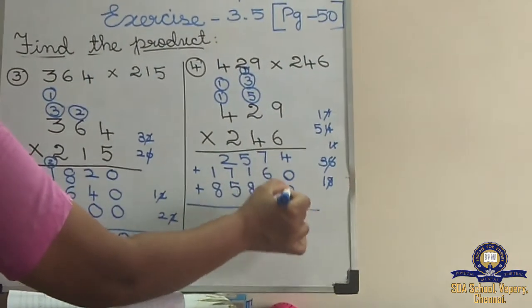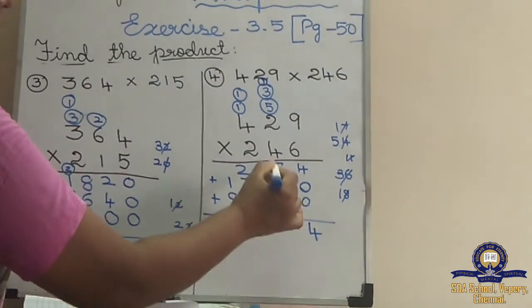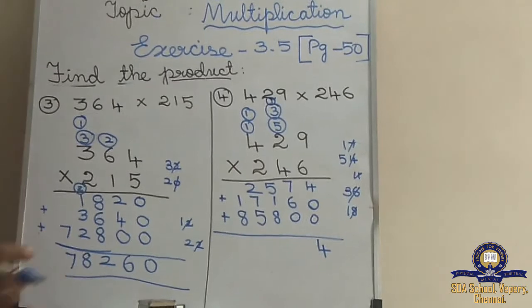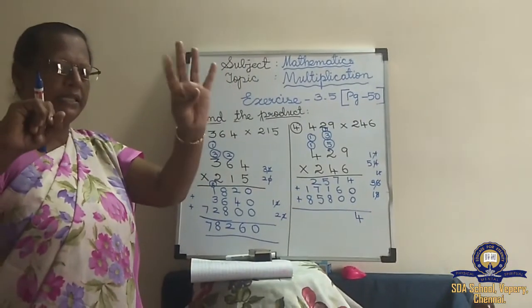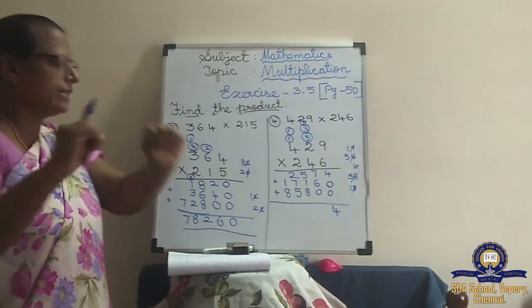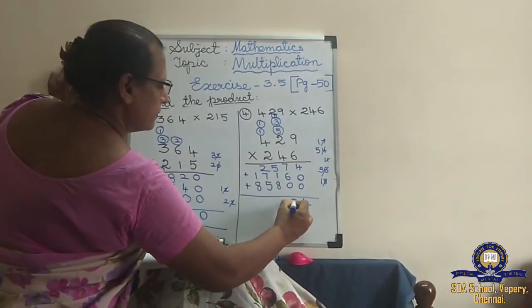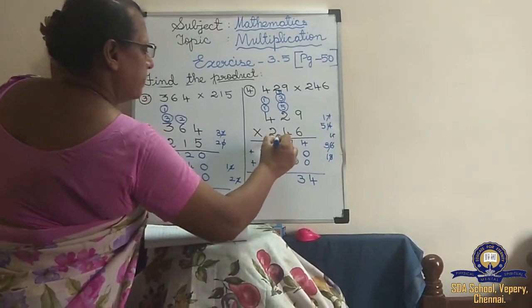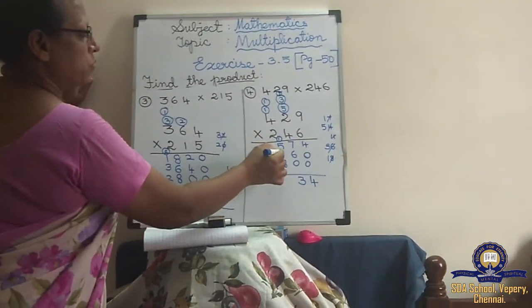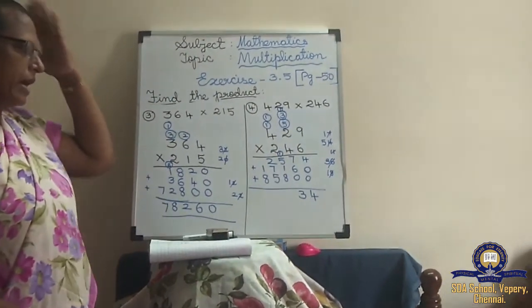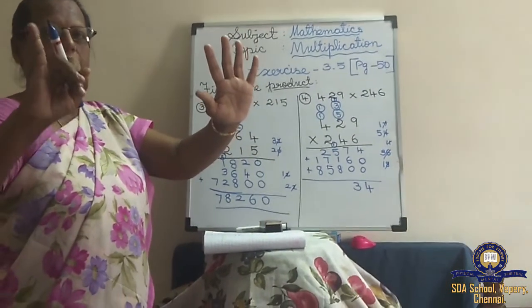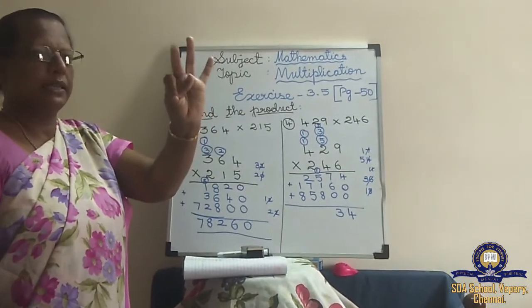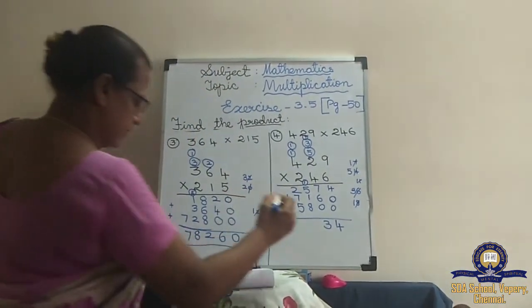4 plus 0 plus 0, 4. 7 plus 6, 7 in the mind, 6 in the finger. After 7, 8, 9, 10, 11, 12, 13. 1 plus 5, 6. 6 plus 1, 7. 7 in the mind, 8 in the finger. After 7, 8, 9, 10, 11, 12, 13, 14, 15.